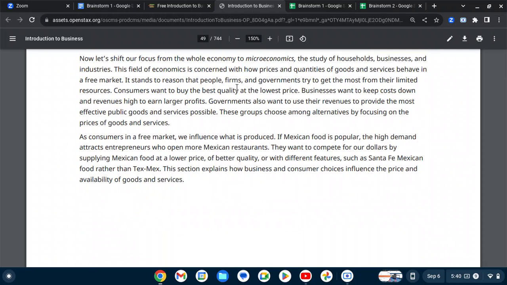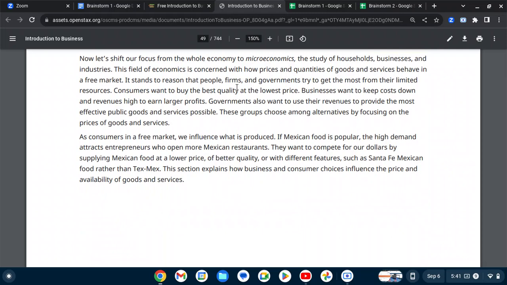It stands to reason that people, firms, and governments try to get the most from their limited resources. Consumers want to buy the best quality at the lowest price. Businesses want to keep costs down and revenues high to earn larger profits. Governments also want to use their revenues to provide the most effective public goods and services possible. These groups choose among alternatives by focusing on the prices of goods and services.